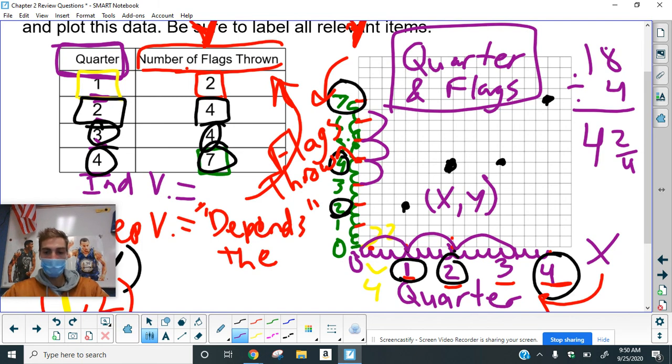Alright, let me know if you have any questions. One neat trick that I'll leave you with is that I remember X comes before Y because X comes before Y in the alphabet. So thank you very much.